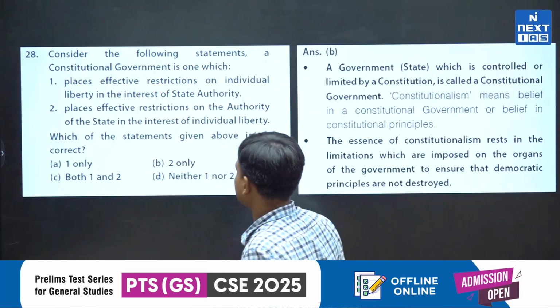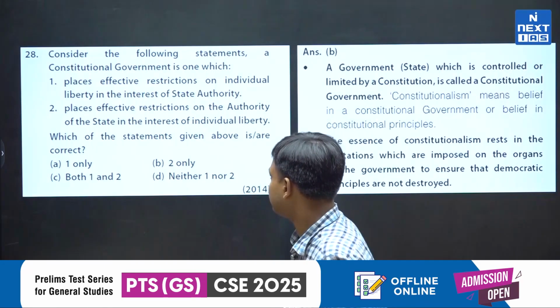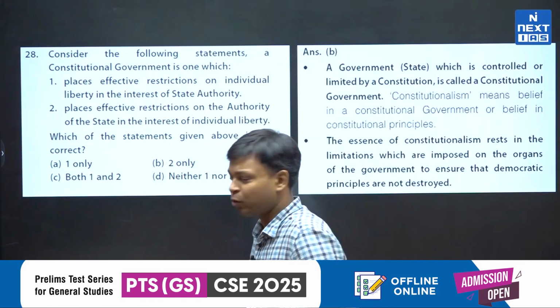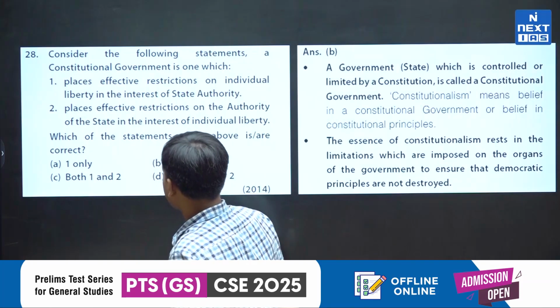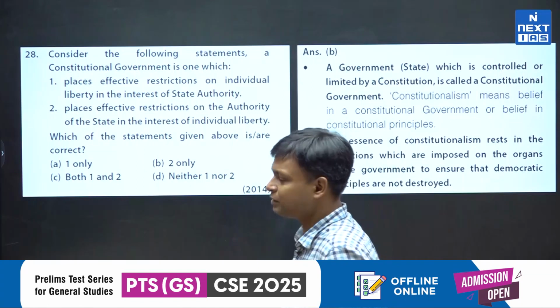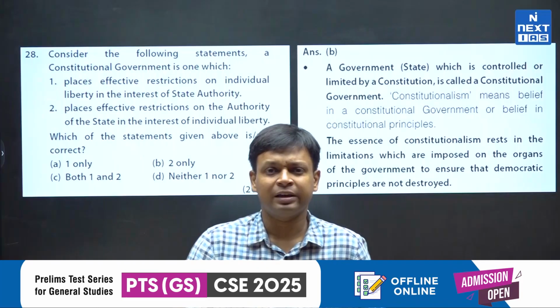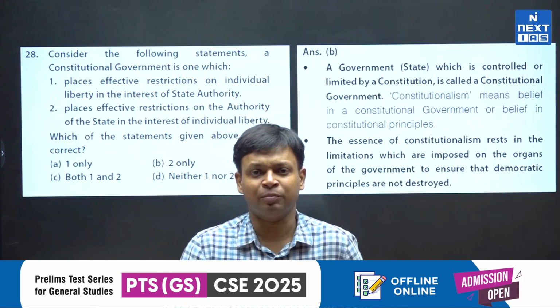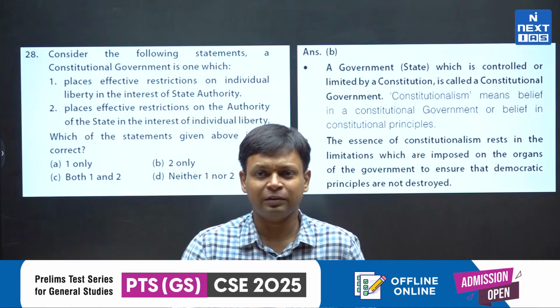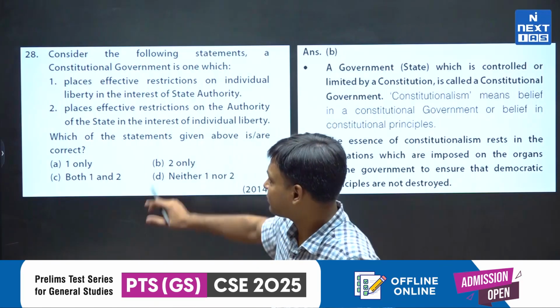Consider the following statements. Constitutional government is one which places effective restrictions on individual liberty in the interest of state authority. Second statement says it places effective restrictions on the authority of the state in the interest of individual liberty. So I just now mentioned that constitutionalism means the idea of having a limited government, the idea of having no arbitrariness. So what do we mean by constitutionalism? The limited government.